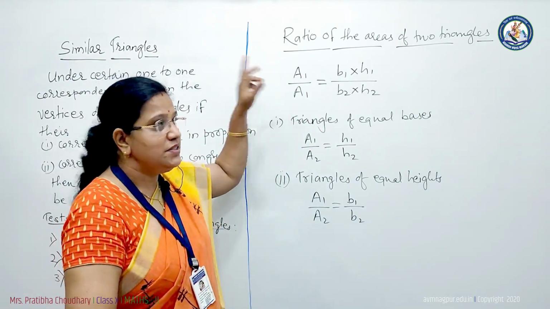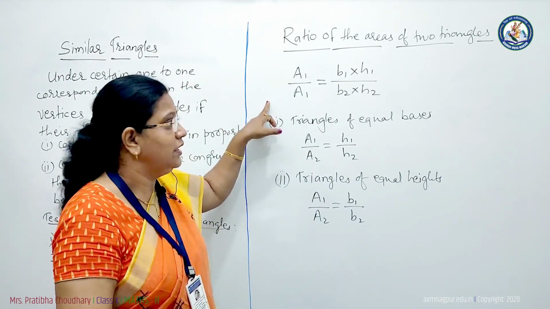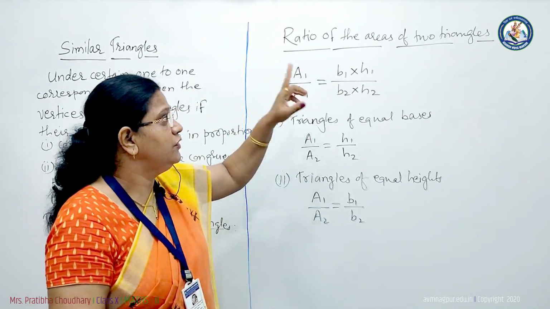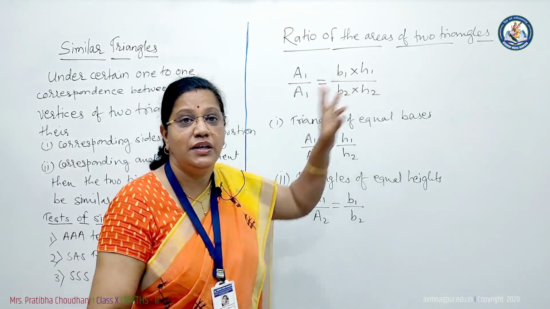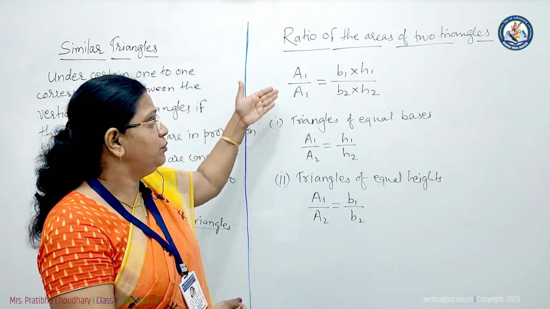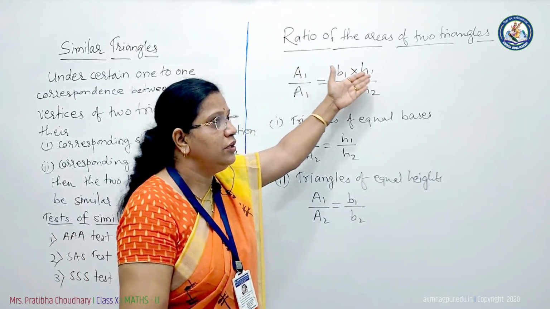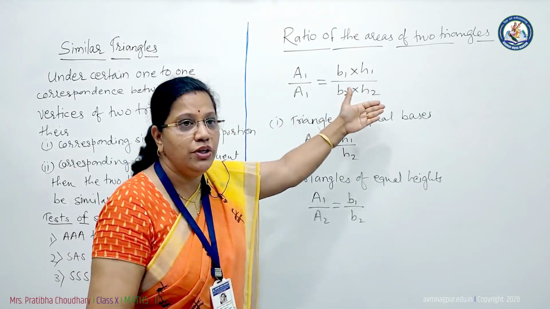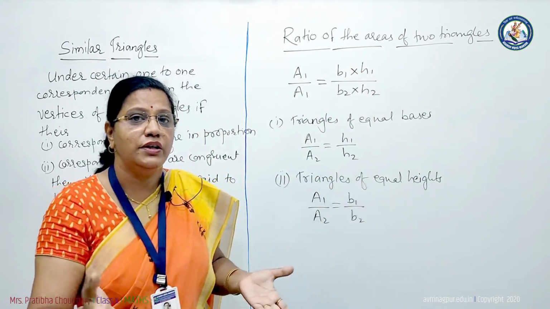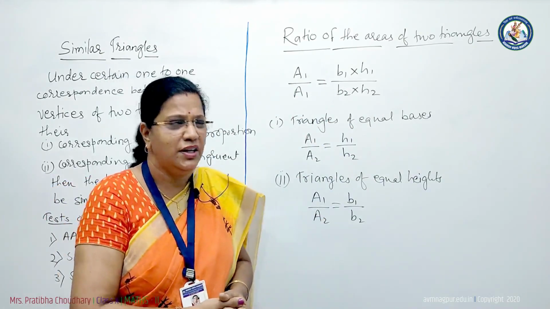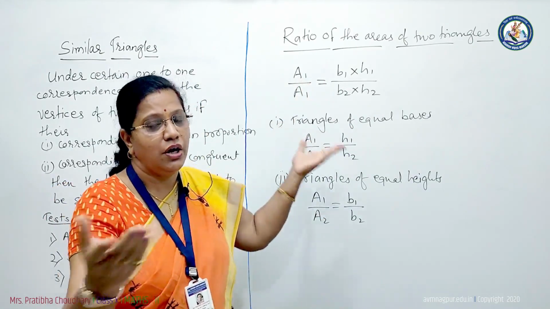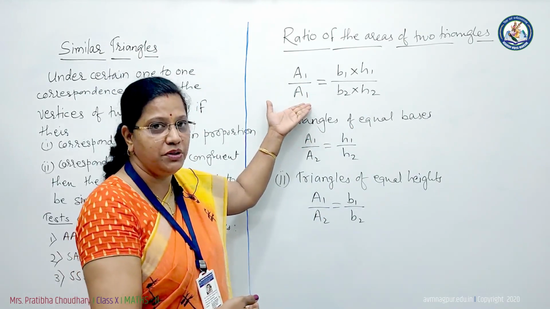Now, what is this? The ratio of the areas of two triangles is equal to the ratio of the product of their corresponding base and height. So A1 upon A2 is equal to B1 into H1 upon B2 into H2. You know the formula to find the area of a triangle? Half into base into height. Naturally, we are taking the ratio, so the half will get cancelled and we come to this property.